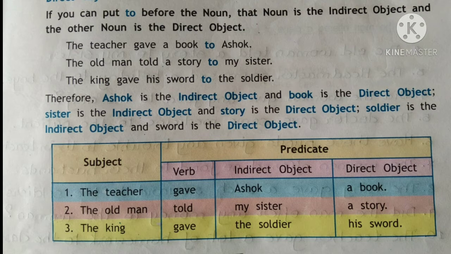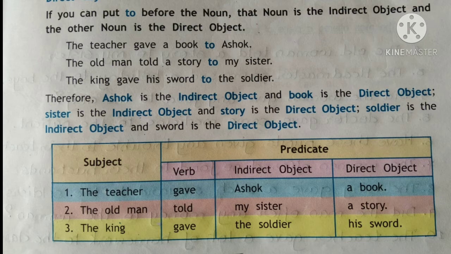So again, these sentences are written in a different manner. The first one, the teacher gave a book to Ashok. The second, the old man told a story to my sister. The king gave his sword to the soldier. So the position of Ashok and book is changed and we've written to before that noun. Therefore, Ashok is the indirect object and the book is the direct object.